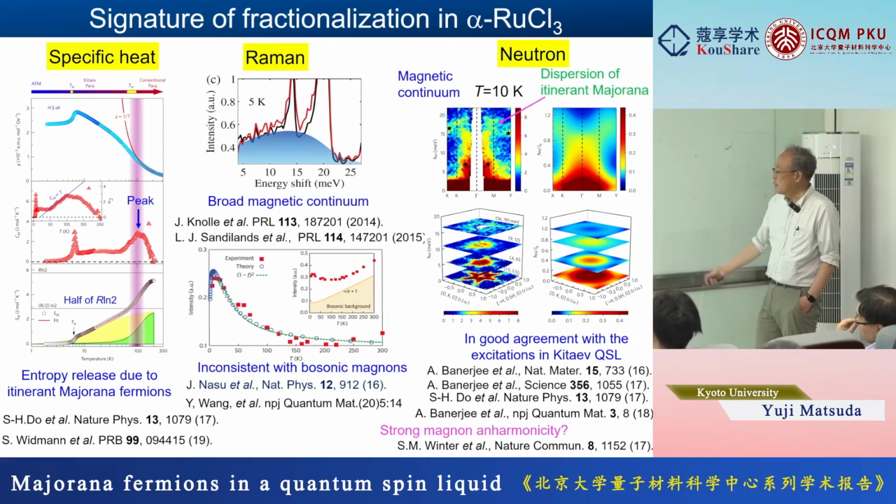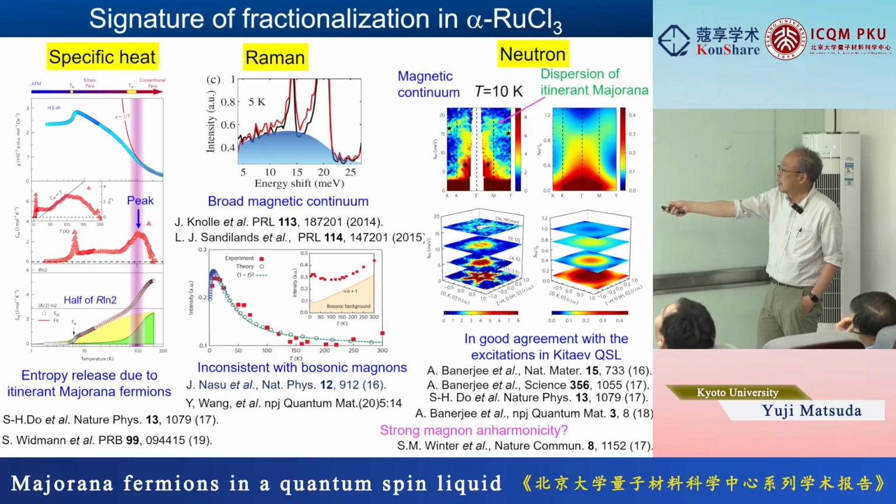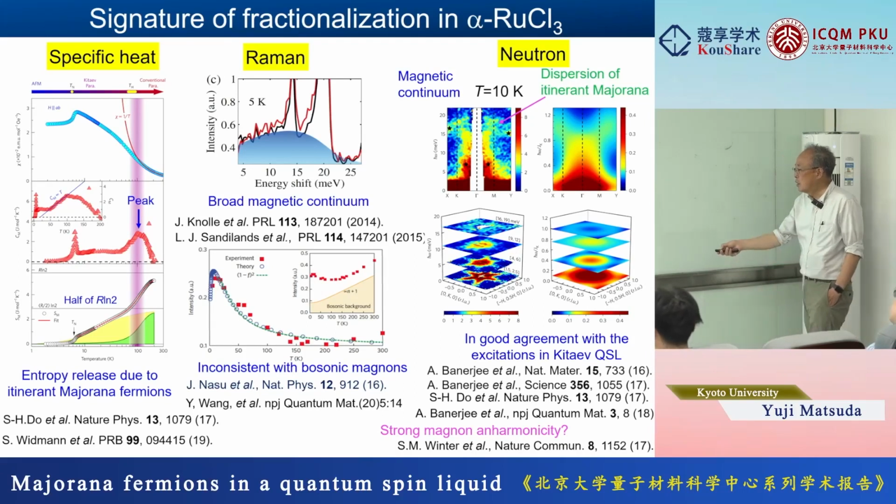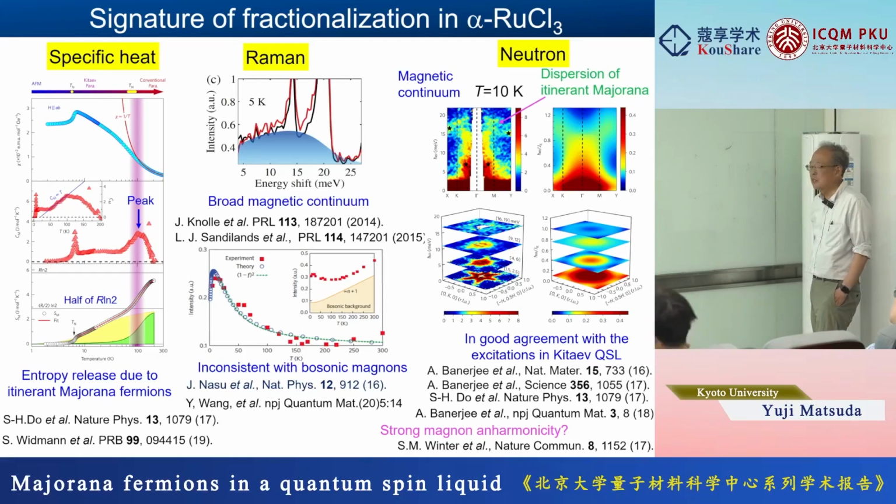The third evidence has been given by neutron scattering. The neutron experiment has been done by several groups, and neutron scattering observes the magnetic continuum at the gamma point, and this horn-like structure. These are in good agreement with the excitation in the Kitaev quantum spin liquid.